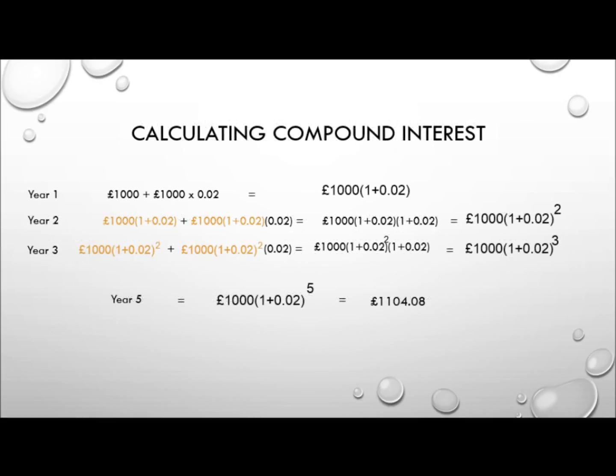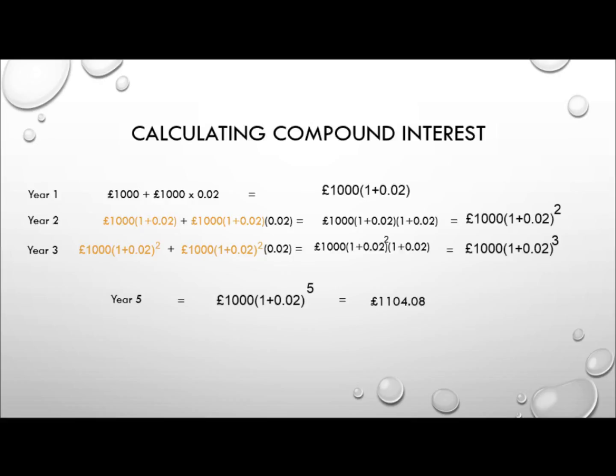Okay, so when it comes to calculating compound interest, all we have to do is remember that we're charging interest on the interest and so on. So in year one, we've borrowed £1,000, so we're paying £1,000 plus the interest on £1,000, which in this case is 2%, or 0.02, times £1,000. So at the end of year one, what we owe is £1,000 plus £1,000 times 0.02. Now we can factor out that £1,000 because both sides of the plus have it in common. You can think of £1,000 as £1,000 times 1, so when we factor out the £1,000, what we've got is £1,000 times (1 plus 0.02).